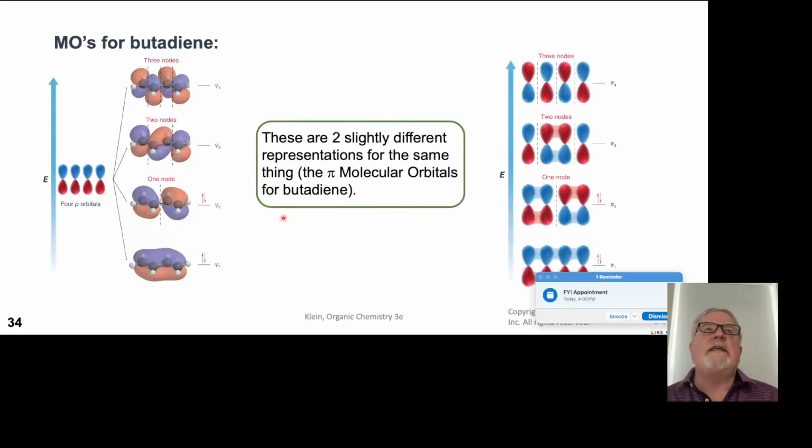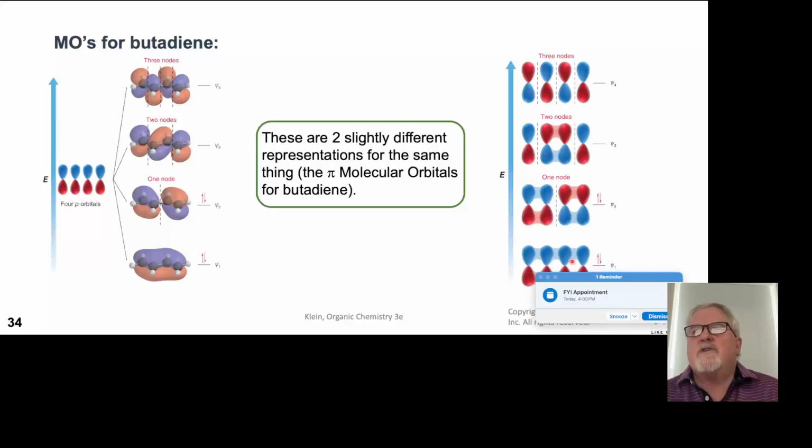So here we see the MOs. These are just different representations for the same thing. We often will just use an array of p orbitals to describe an orbital. So notice that over here we have an array of p orbitals that are all lined up on one side. Over here we've combined it to show what a true molecular orbital probably looks like, but we can represent it by using the one over here.